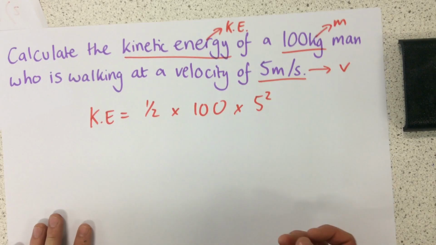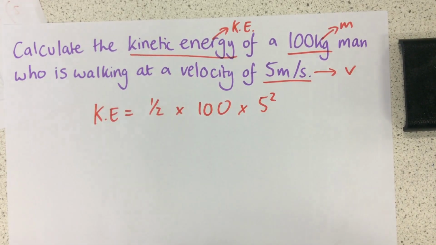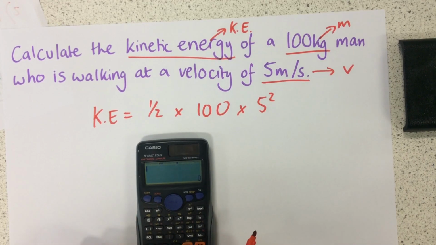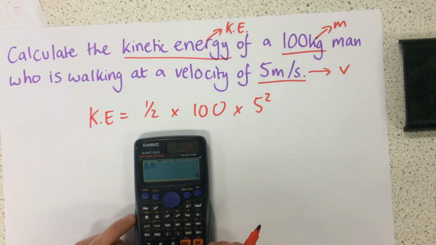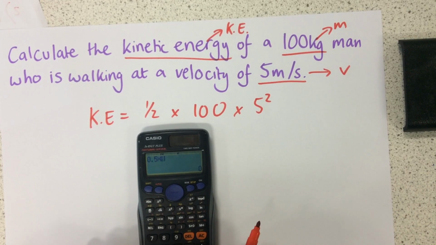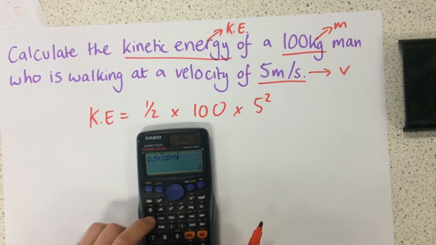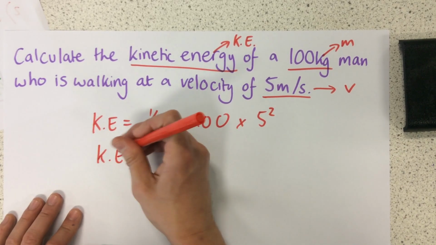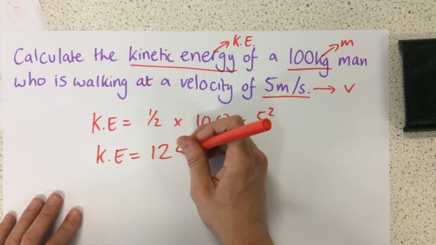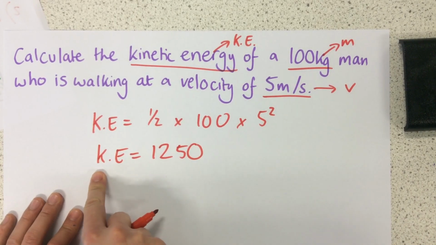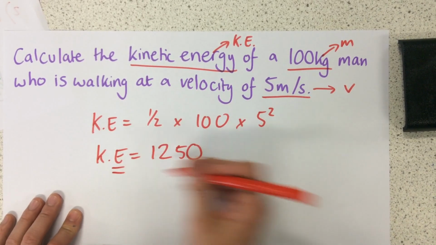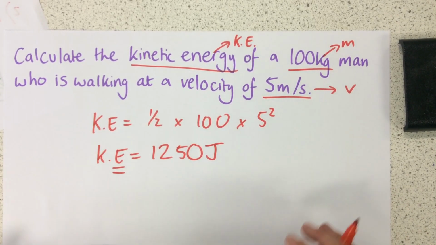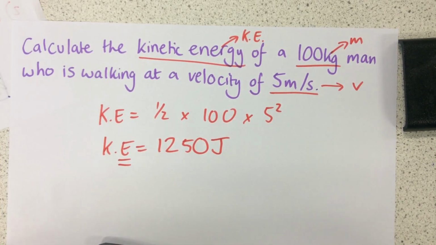So what I need to do next is I just need to put this into my calculator. So it's half, remember half you could use is 0.5, times mass times velocity squared. So my kinetic energy equals 1,250. But let's see, kinetic energy, whenever we've got energy, I know that it's measured in joules. So that's quite simply how to carry out a kinetic energy calculation.